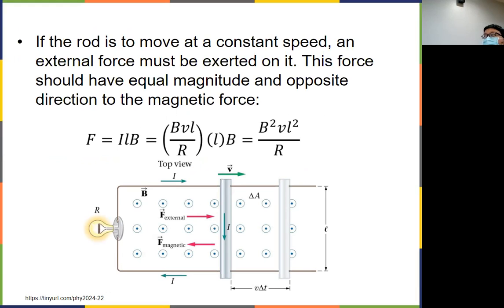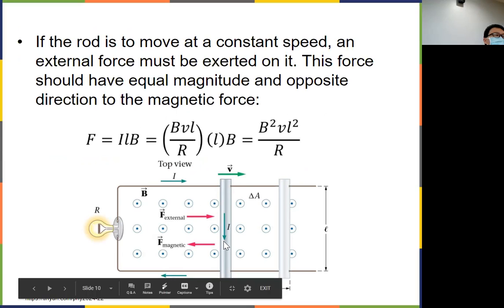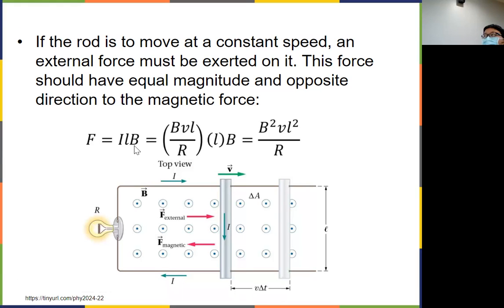Now, because you have induced current inside the rod, the rod is carrying current. It's also in the external magnetic field, so this rod will experience a magnetic force. The magnitude of the force is equal to I times L times B for a current-carrying conductor. In this case, the current will be the induced EMF, BvL, divided by R, times L times B. So the result will be the magnetic field squared, times the speed, times the length of the rod squared, over R.